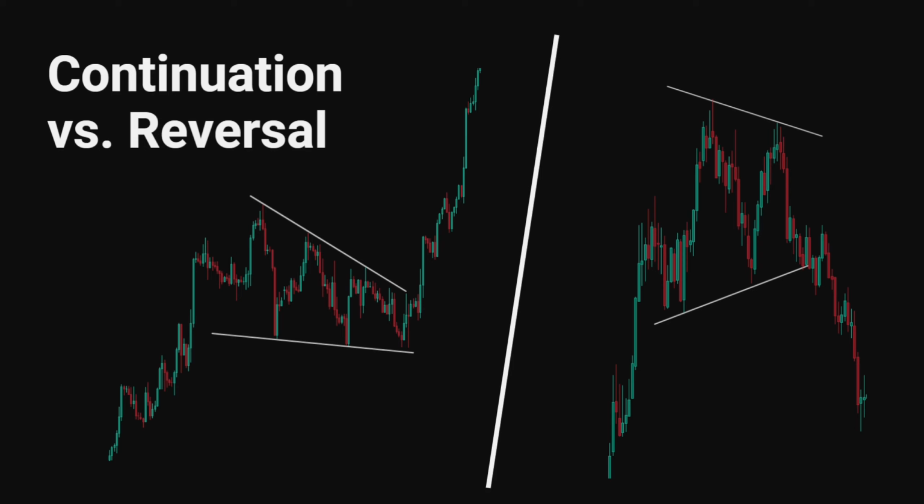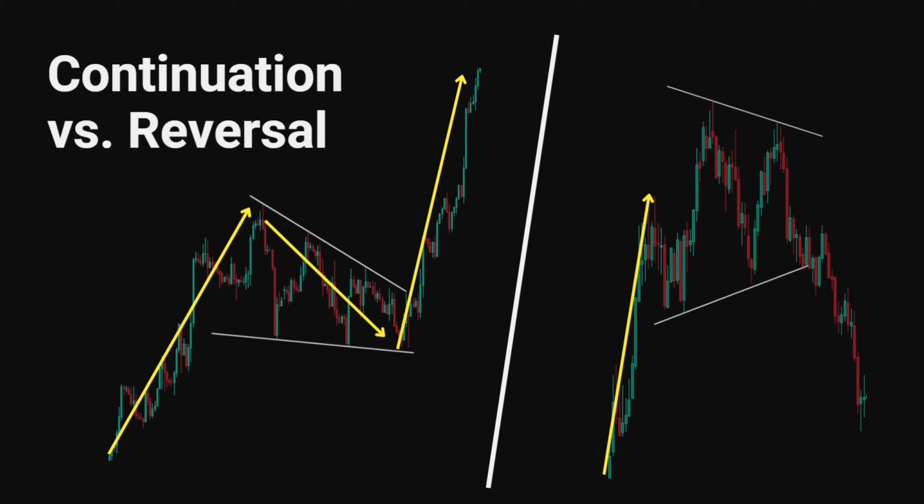Price does two things. It continues a trend or it reverses it. The left picture shows a trend continuation. We have an impulse leading into a correction and an impulse in the same direction. The right picture shows a trend reversal. We have an impulse, again leading into a correction, and an opposite impulse.